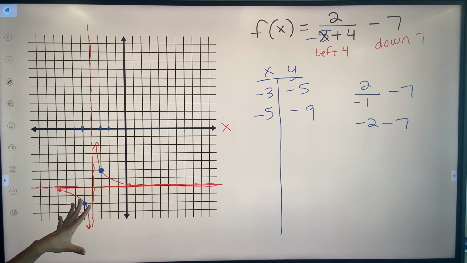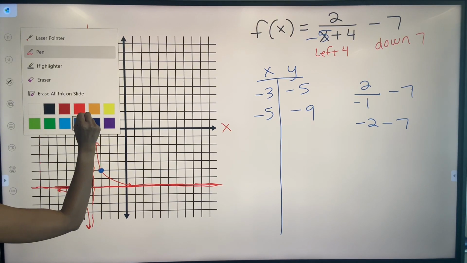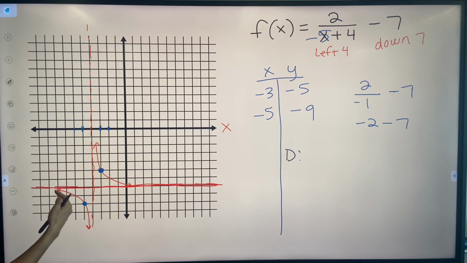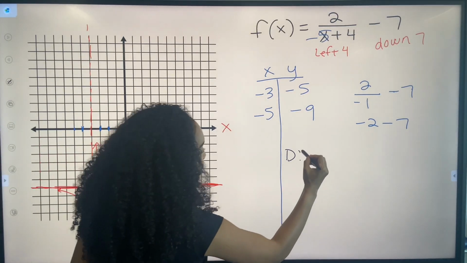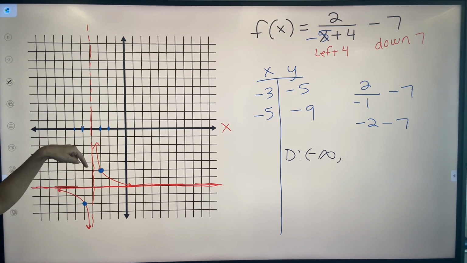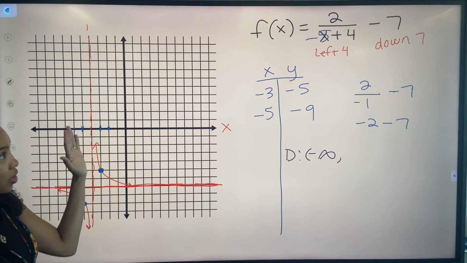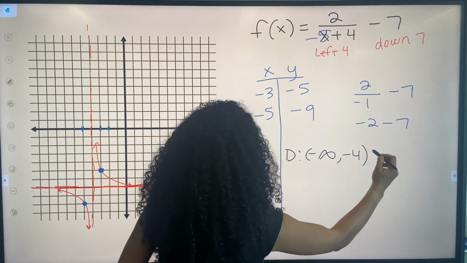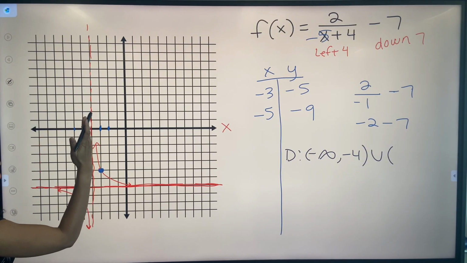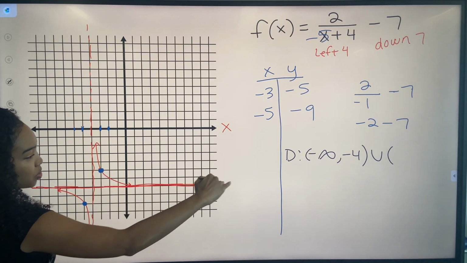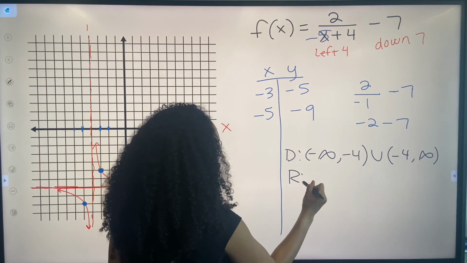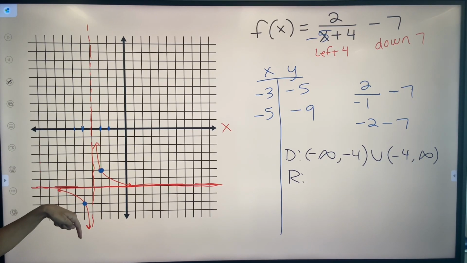Okay, great. All right, now let's answer questions about the domain and the range. The domain, pointing to the left side right here, this goes forever to the left, so this is -infinity. And then follow your line. It gets very close to the asymptote. Your asymptote is at -4. Okay, next, it continues on this side. So you start very close to this asymptote at -4, and you go to the right. So this is -4 to infinity. So that's your domain.